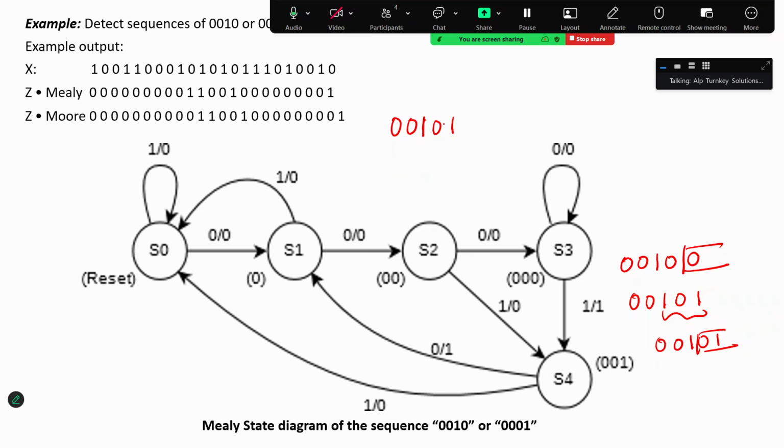And next 0 0 1 0 1. So if you see 1 bit, is 1 matching in any of the sequence? It's not matching, no. Simply it will go to the reset state. If it is 1, simply it will go to the reset state. Is it fine? Did you understand? Yes, sir.